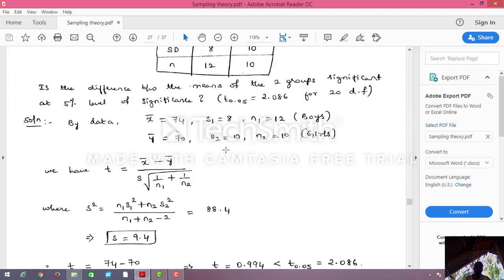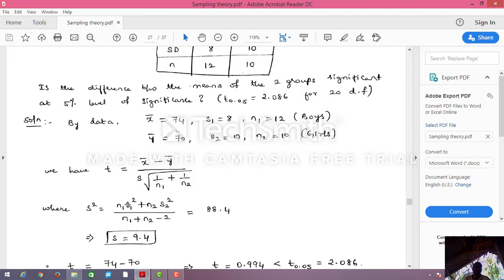What is S2? It is 10. What is N2? It is 10. Right. Now N1, what is that? N1 is 12, into S1 square, which is 8 square. So 12 into 8 square plus 10 into 10 square, divided by 10 plus 12 minus 2, or 12 plus 10 minus 2 also we can use.